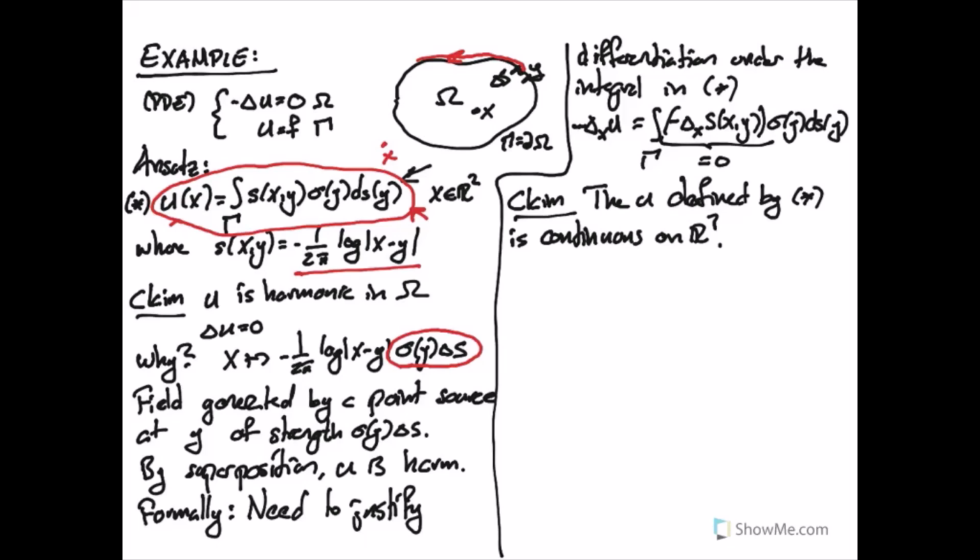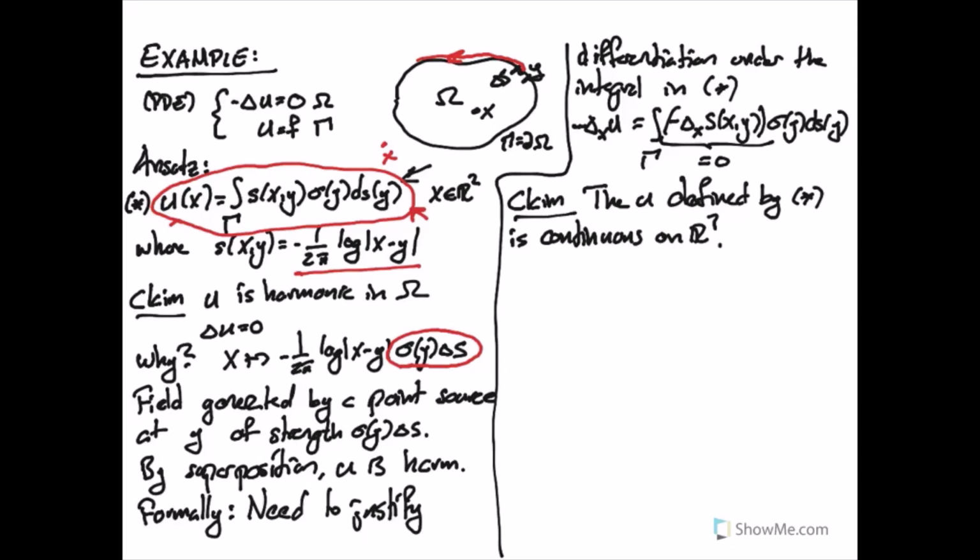So it's not entirely obvious that the function u defined by star is a continuous function, but it turns out that this singularity is weakly singular. You can just integrate it straight up. So it's really not a problem. As you move the target point x around, it will be continuous.